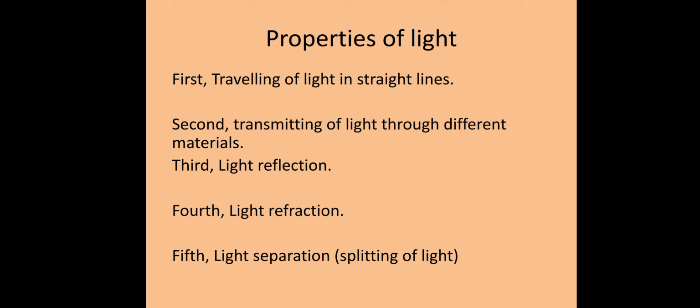Now let's move on to the third point in our lesson, which is properties of light. We have 5 properties which are first, travel of light in straight lines. Second, transmission of light through different materials. Third, light reflection. Fourth, light refraction. Fifth, light separation, splitting of light.